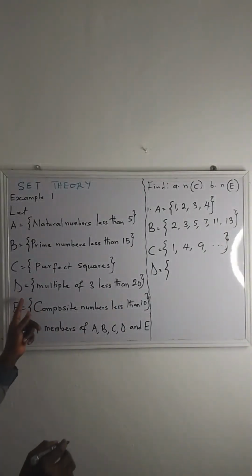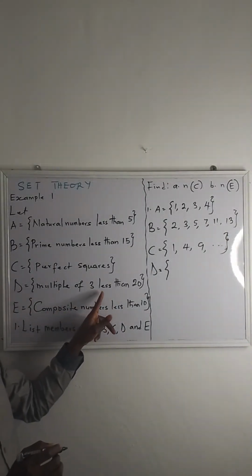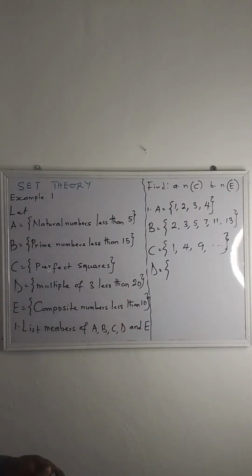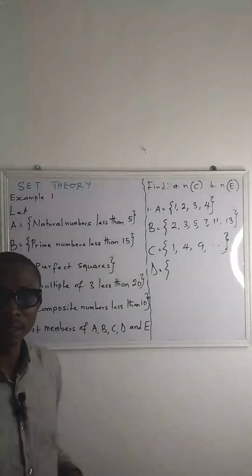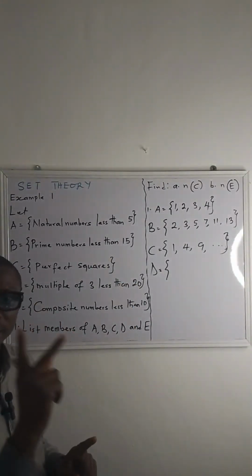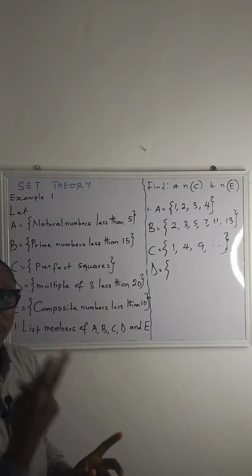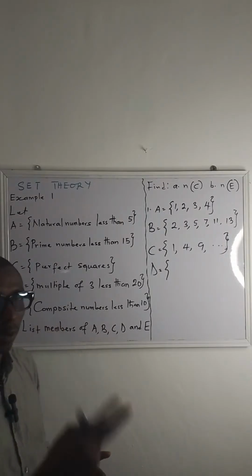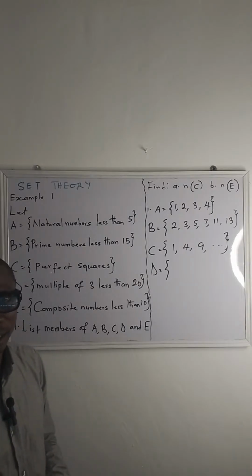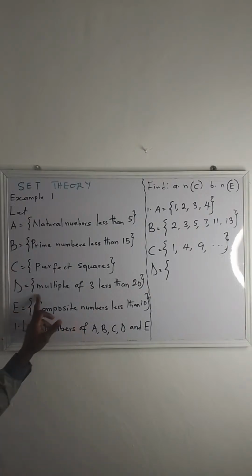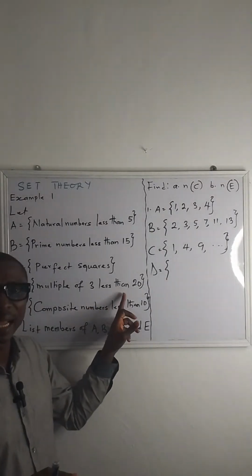D is a set of multiples of 3 less than 20. When we say multiple of 3, if I write only 3, it's just 1 three. If I write 6, 6 is a multiple of 3. How many 3s do we have there? We have 2. Another multiple of 3 will be 9, so we have 3 threes there. Another multiple of 3 will be 12. How many 3s do we have there? We have 4.